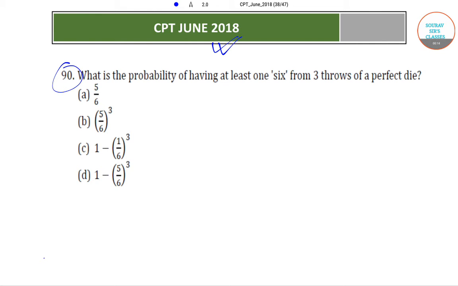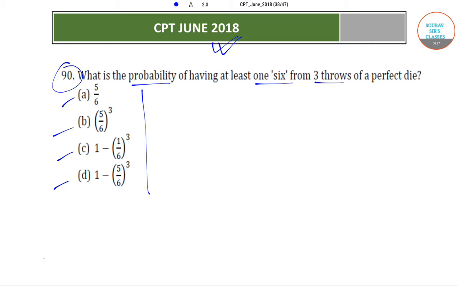Now in this question, it has been said that we need to find out the probability of having at least one 6 from 3 throws of a perfect die. Option A 5 by 6, option B 5 by 6 whole cube, option C 1 minus 1 by 6 whole cube, and option D 1 minus 5 by 6 whole cube. So these are the 4 options.